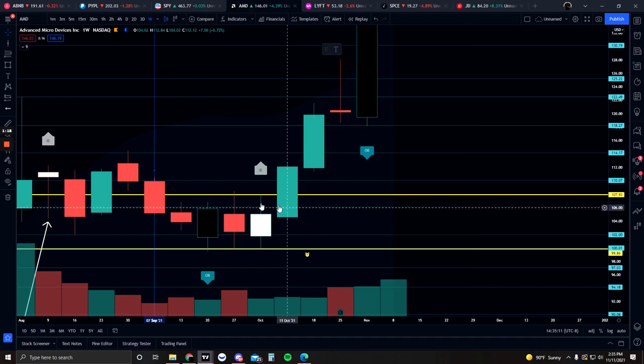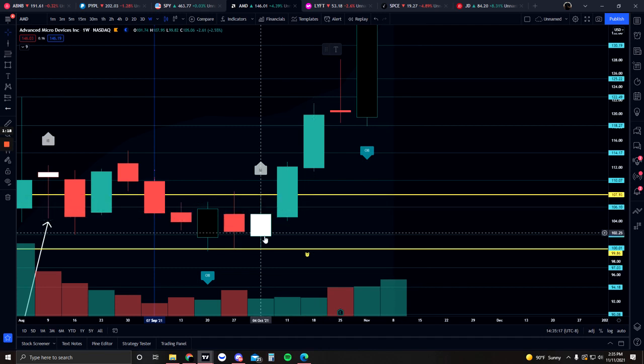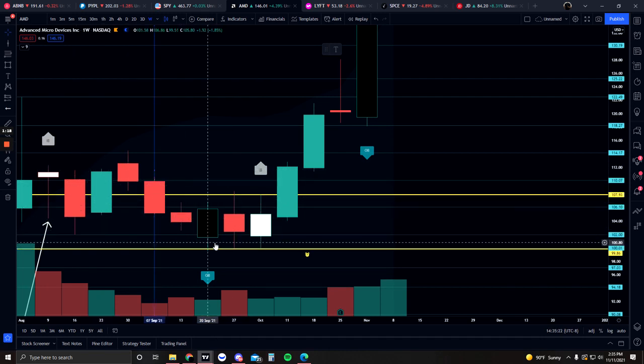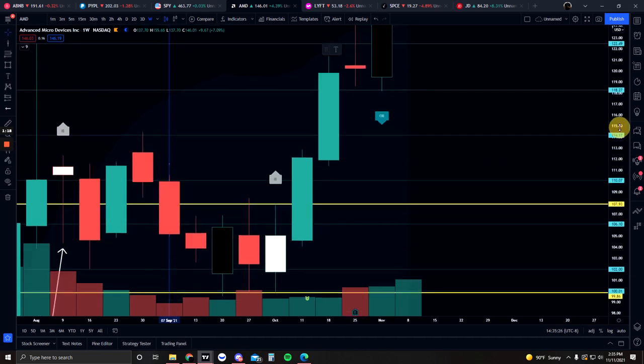So for swing plays, Friday after market close or over the weekend, you can even do it Sunday. That's when you start setting your lines. You start setting your strikes. You figure out what your strikes are.